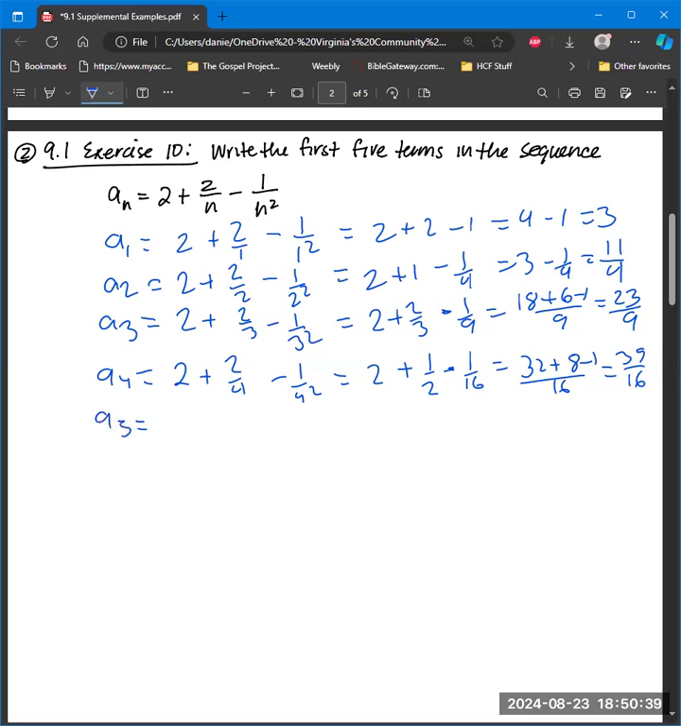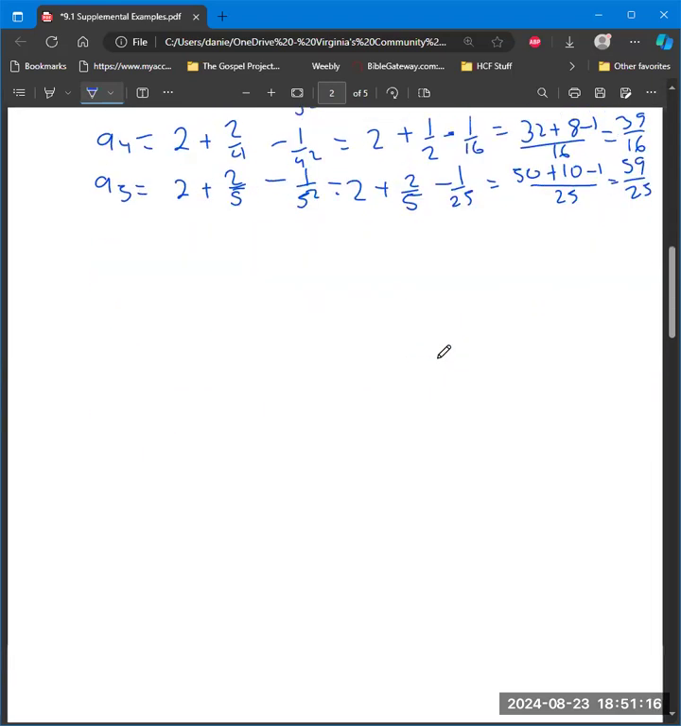One more because it said the first 5, so this is 2 plus 2 fifths minus 1 over 5 squared is 2 plus 2 fifths minus 1 25th is 50 plus 10 minus 1 over 25 is 59 over 25. All right, let's look at the next one.